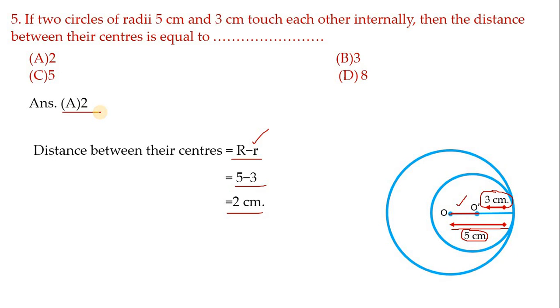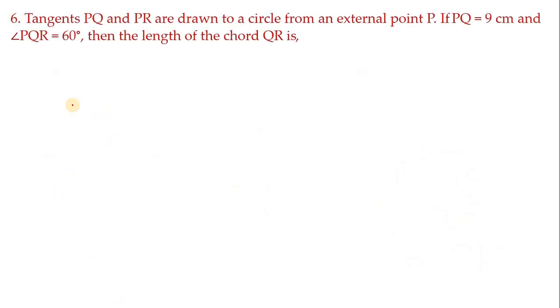Children, here I want to tell you one more thing. When circles are internally touching, to find the distance between their centers, subtract the radii. When circles are externally touching, to find the distance between their centers, you have to add the radii. That is a very important thing you want to keep in your mind. Move on to the next one.